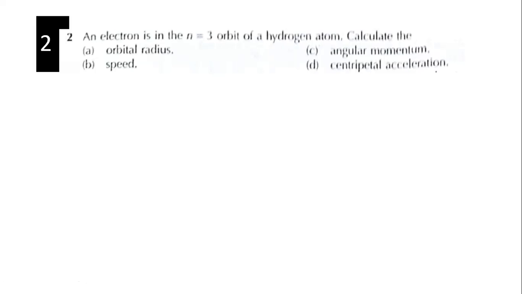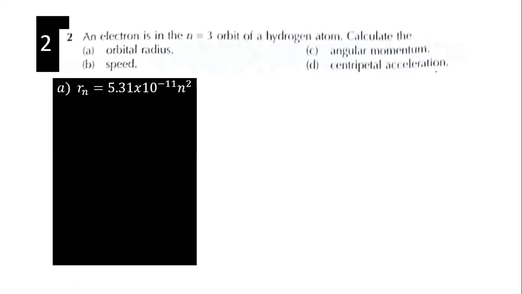4.78 times 10 to the power negative 10 meter. Right? Use this formula. Put your n equals to 3. Okay, good. Part B, the speed. Choose the right formula. 7.27 times 10 to the power of 5. Did you calculate at home or look at the answer?